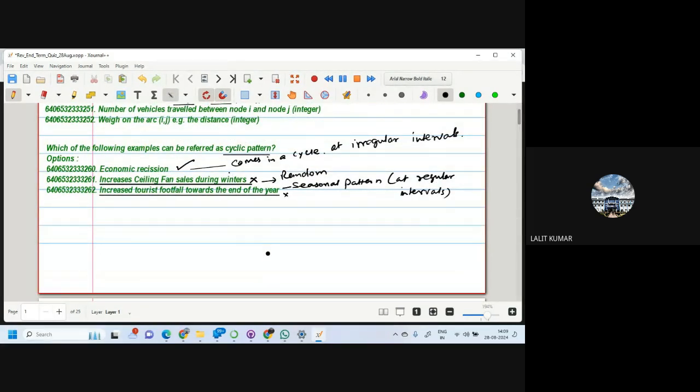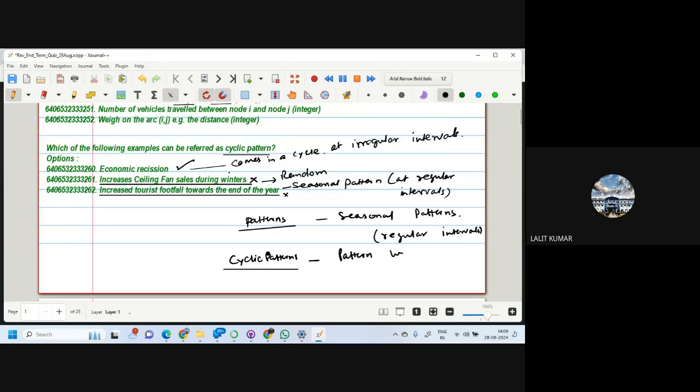Which of the following examples can be referred to as cyclic patterns? There are different types of patterns. One is called the seasonal pattern. Seasonal patterns come at regular intervals, for example winters or summers. Whereas cyclic patterns, which the question is asking about, do not have any regularity. They come at irregular intervals.